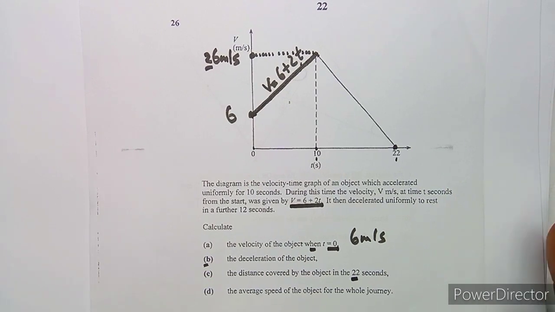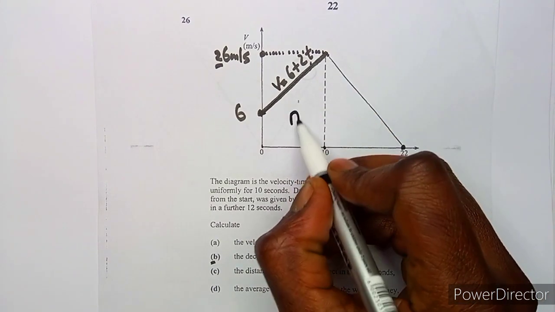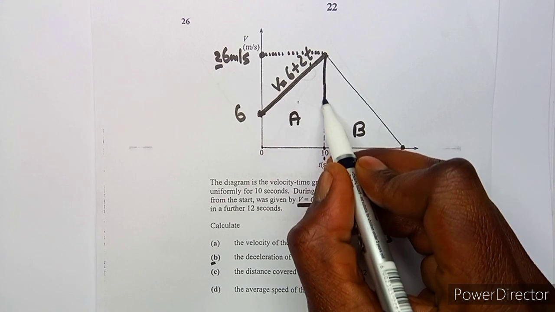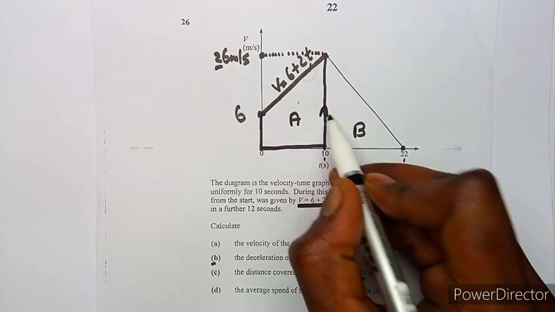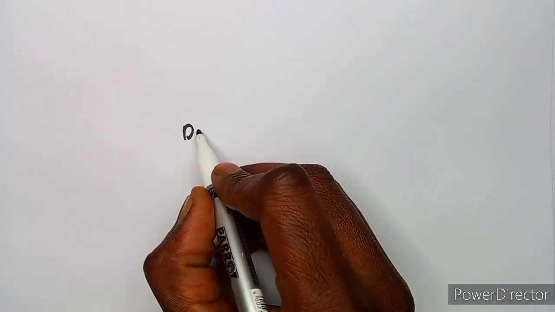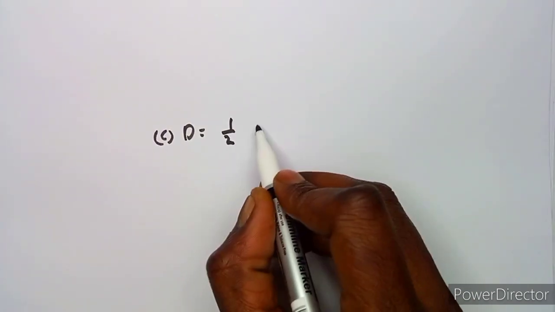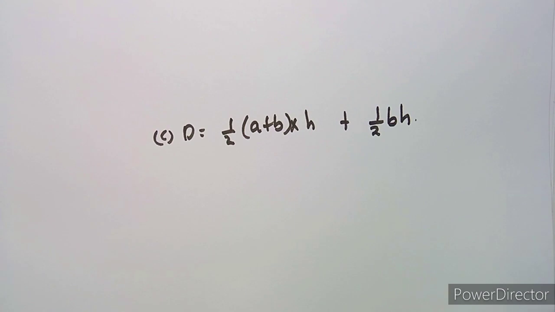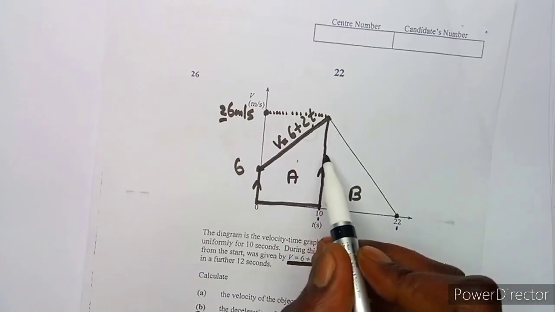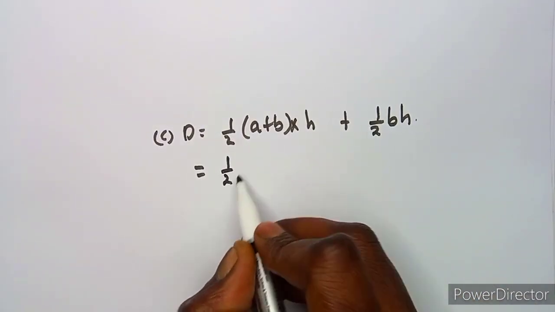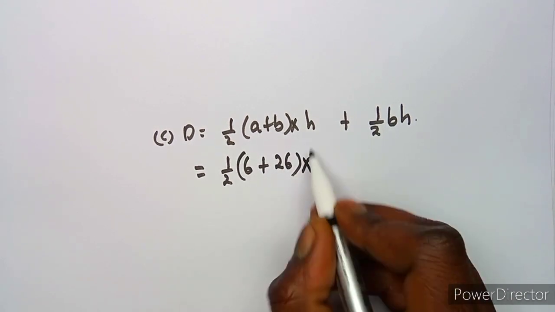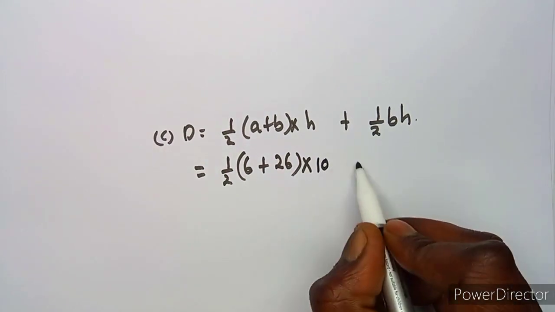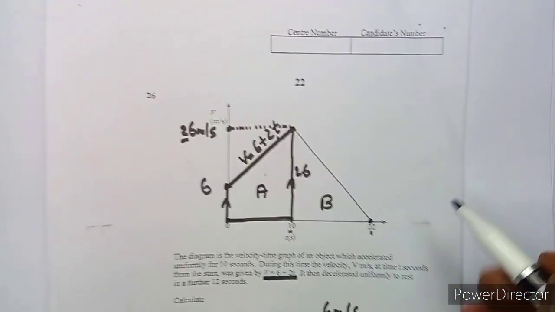So you calculate the total distance here, where we have got the first part, which is a trapezium, and a triangle. You can use the first figure as a trapezium, because these sides are parallel. Remember, our distance is equal to area, so we shall calculate the area of a trapezium, half the sum of parallel sides times the perpendicular height, plus the area of a triangle, which is half base times perpendicular height. The sides which are parallel are 6 and 26, this side and this side. So it's half of 6 plus 26 times the height, which is from 0 to 10, plus half times the base times perpendicular height for the triangle, that is from 10 to 22, that's 22 minus 10, which is 12, times the height, which is 26.